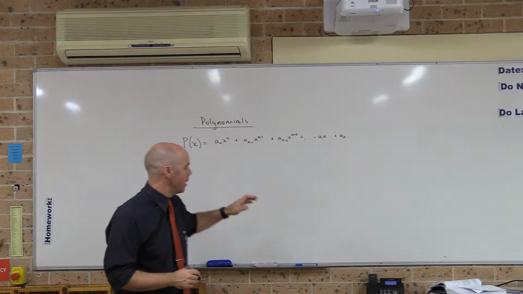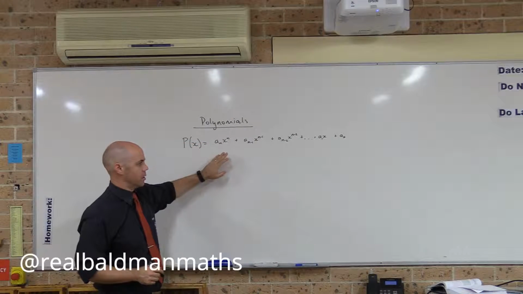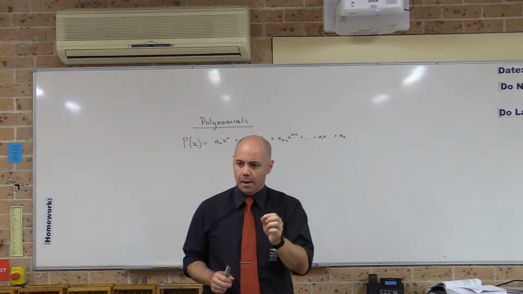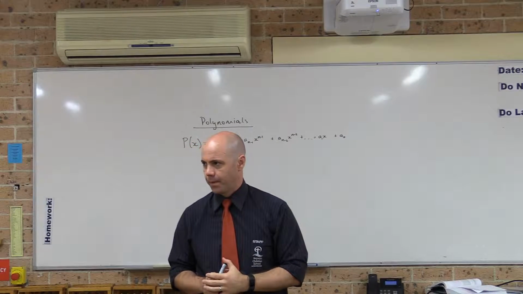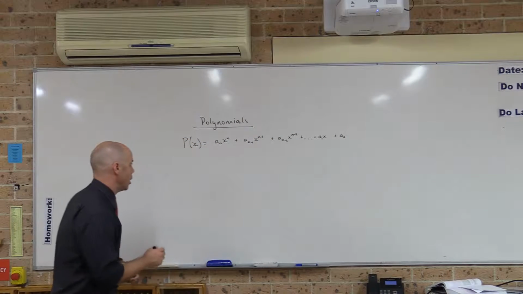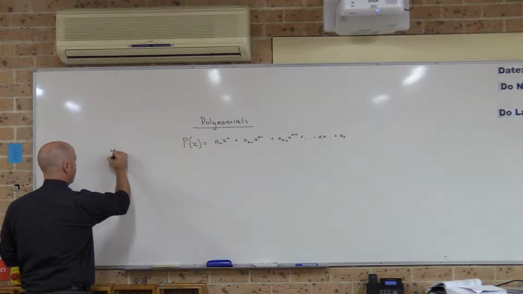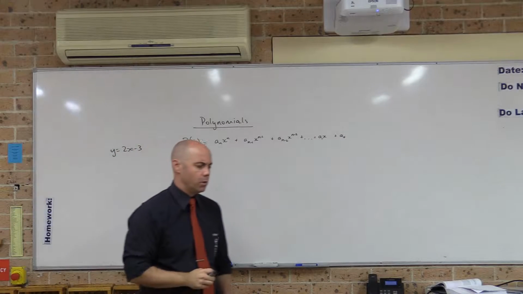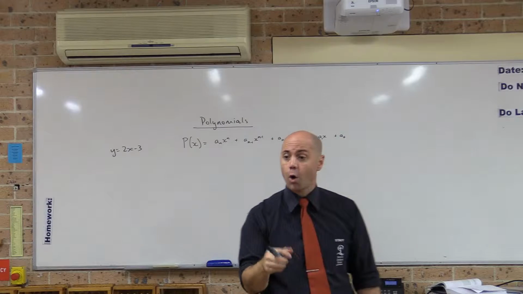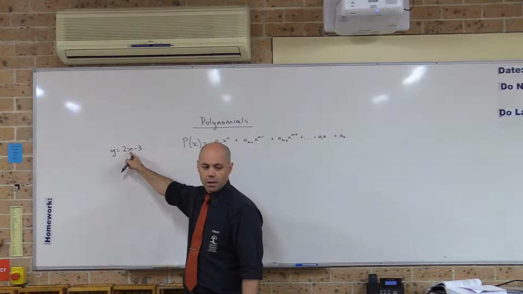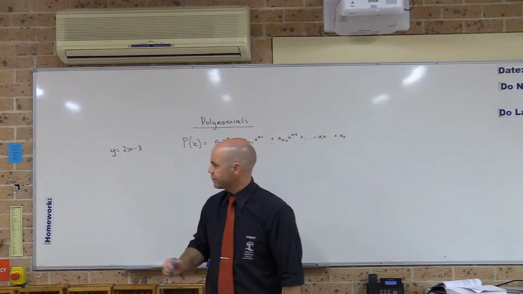Polynomials are any function of x that involve different whole number powers of x. So we have been looking at things like y equals 2x minus 3. That is a polynomial because it's a function of x and it's got whole number powers of x. In this case, the power of x is just 1.